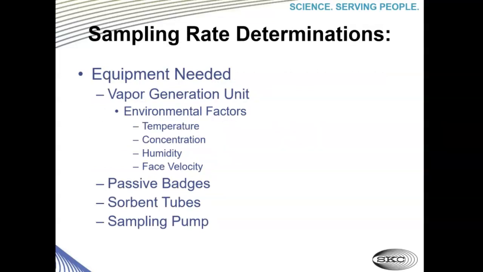How are we going to do sampling rate determinations? Here is some of the equipment we will need to determine the sampling rate. A vapor generation unit. In this unit, we will control all types of environmental factors such as temperature, concentration, humidity, and face velocity. We will need passive badges, we will need sorbent tubes, and a sampling pump.